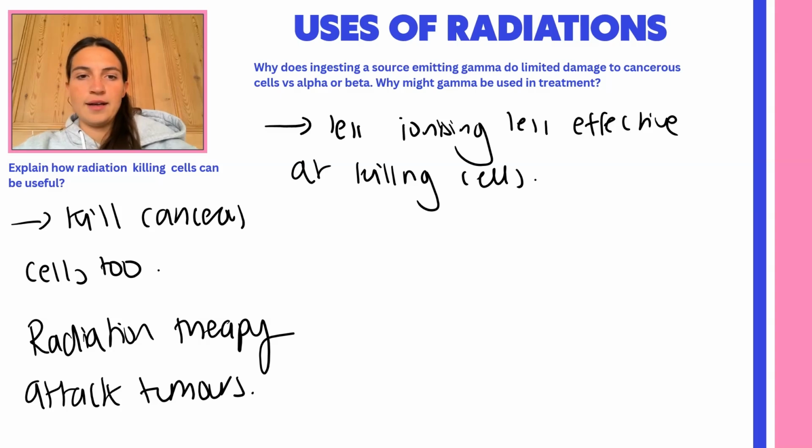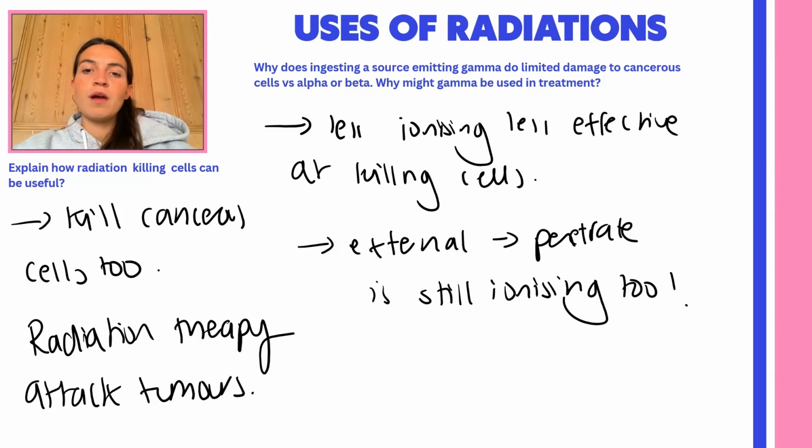Okay, and why might it be used in treatment? Well, less useful if you ingest it compared to alpha and beta, but if it is external treatment where the person is being irradiated, then you would need to use gamma, because you would need the radiation to be penetrating enough to reach the tumour and the cancerous cells that you're trying to attack in the first place. And it is still ionizing too. It definitely does have the ability to still kill those cancerous cells. It's just not as ionizing as alpha or beta.